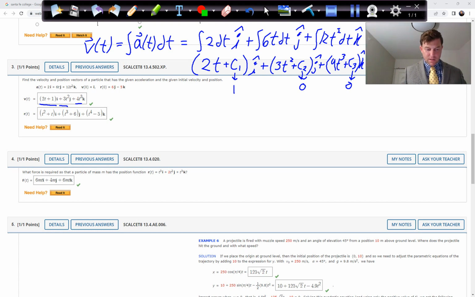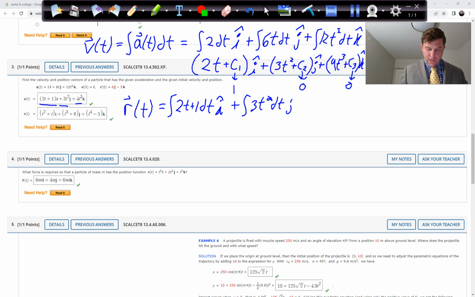So that's your velocity. Now, your position is the antiderivative of that. So it's going to be the antiderivative of 2t plus 1 dt in the i plus the antiderivative of 3t squared dt in the j plus the antiderivative of 4t cubed dt in the k.